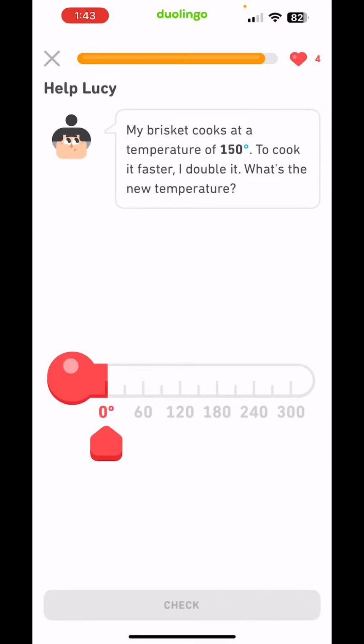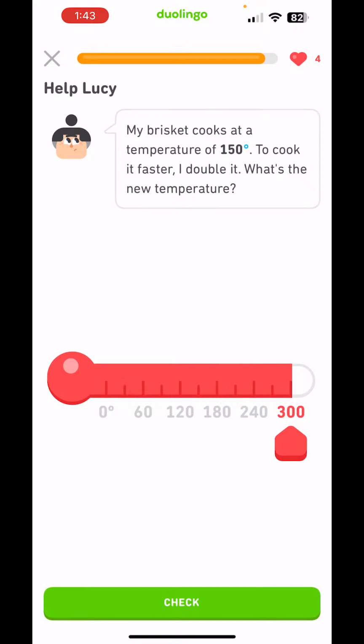My brisket cooks at a temperature of 150 degrees. To cook it faster, I double it. What is the new temperature? So there's two ways you can do this. You can either do 150 plus 150, or if you want to get to the answer a little bit faster, you can just do 150 times 2, which would give you 300 degrees. If you do 150 plus 150, you would get the same answer. So it's really up to you what's easier for you.